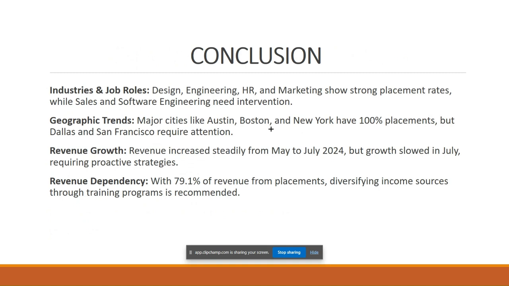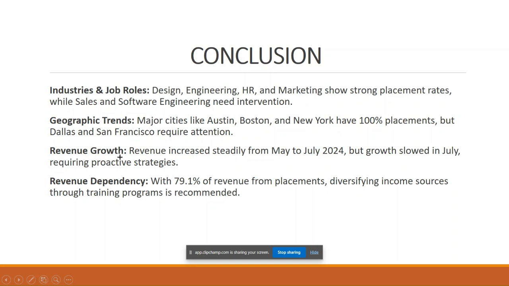So, in conclusion, we see that in the industries and job roles, the design, engineering, HR, and marketing have a strong placement rate, while the sales and software engineering need intervention. They need more attention and focus to improve the placements. Similarly, we've seen on the locations, these have 100% placements, but Dallas and San Francisco again require more attention compared to the other major cities who have 100% placement.